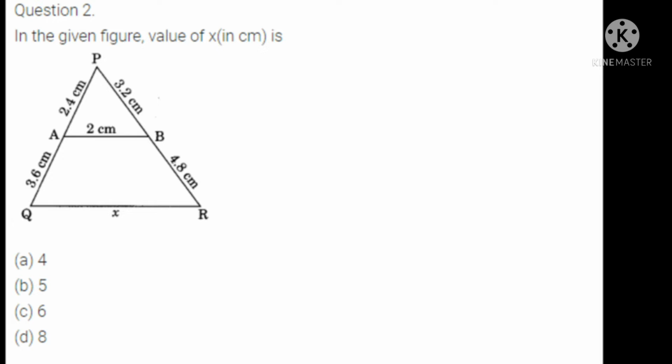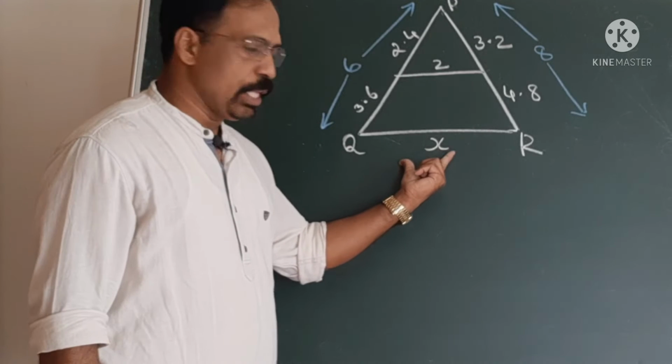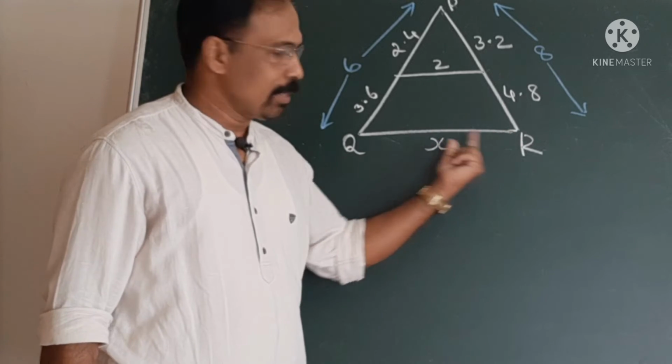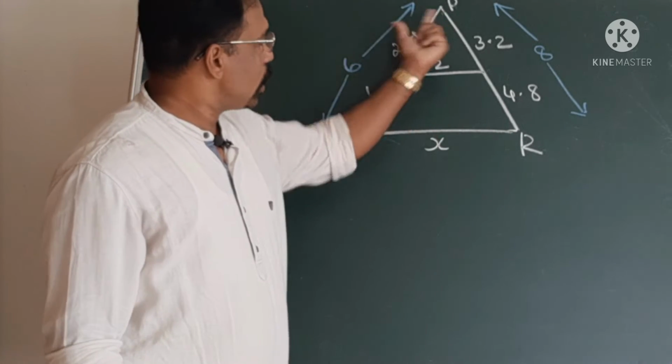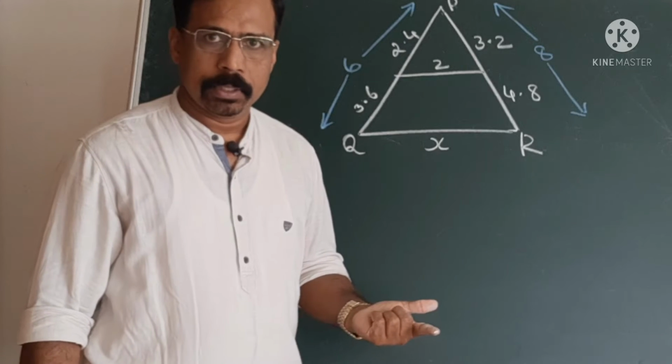Let us do question number 2. In the given figure, find the value of x. Now let us understand the meaning of this question. Except for this value, that is QR, that is x, all other values are given to us.